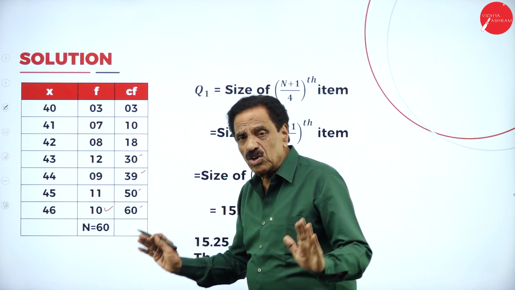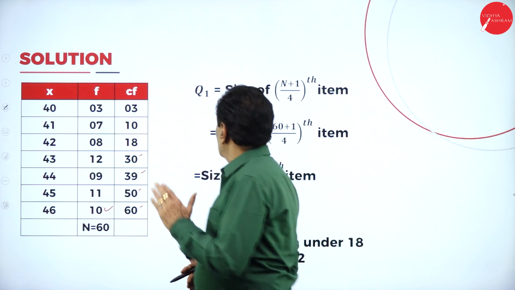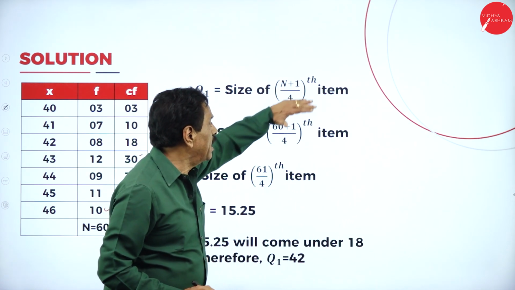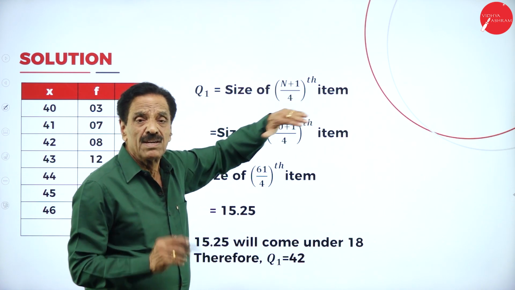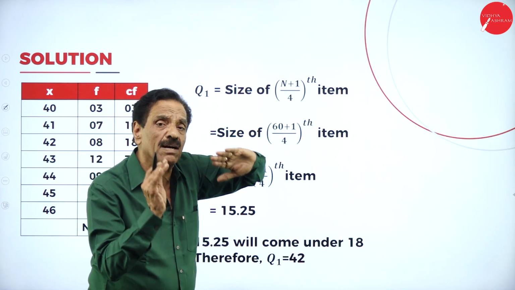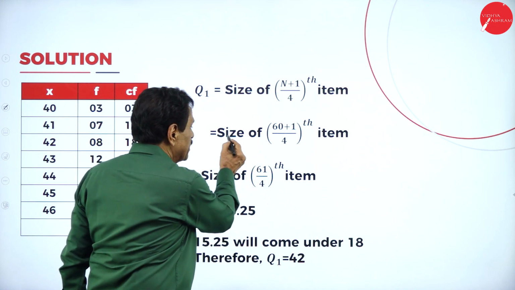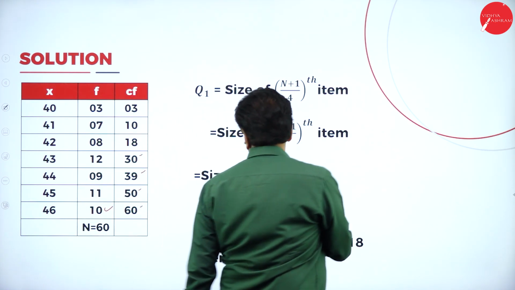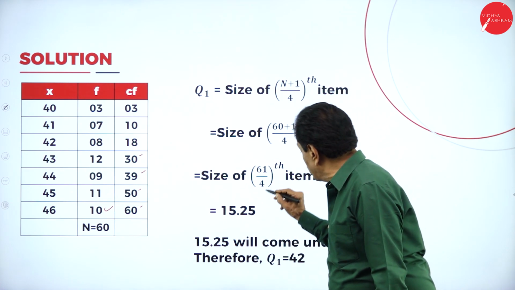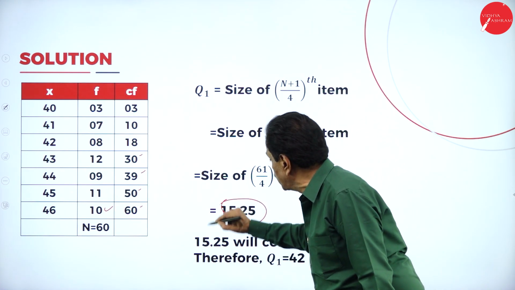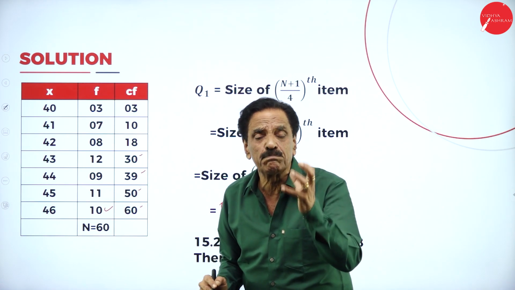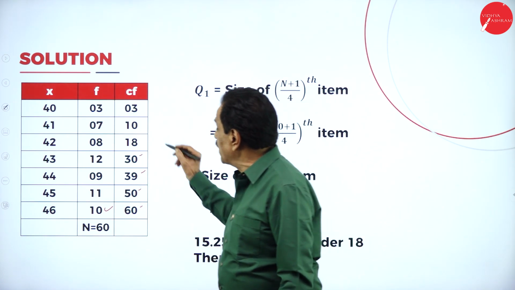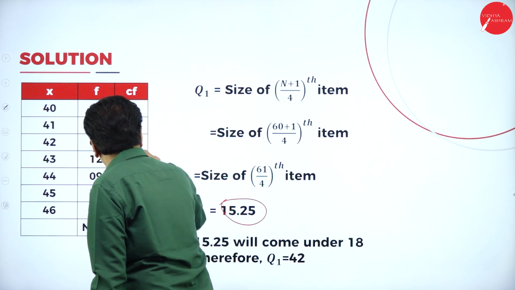Now, we'll go with Q1 and Q3. What is Q1? Size of (n plus 1) divided by 4th item. n is equal to total number of frequency. What's your n? Size of (60 plus 1) divided by 4th item. 60 plus 1 is 61 divided by 4, it will come 15.25.